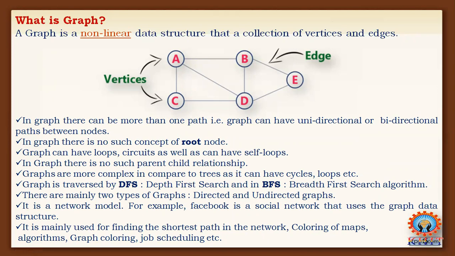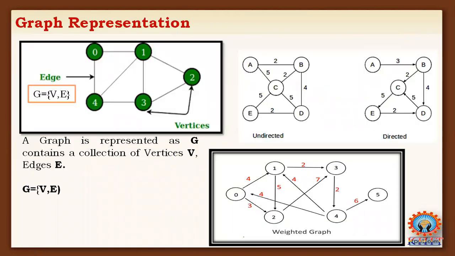Both are considered as non-linear data structures, but in the graph there can be loops, whereas in the tree there should not be any loops. So some of the representations of the graphs are shown here.